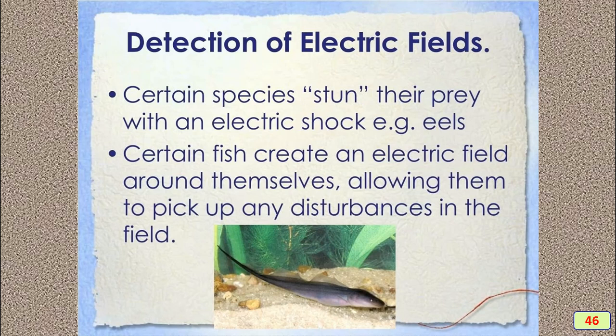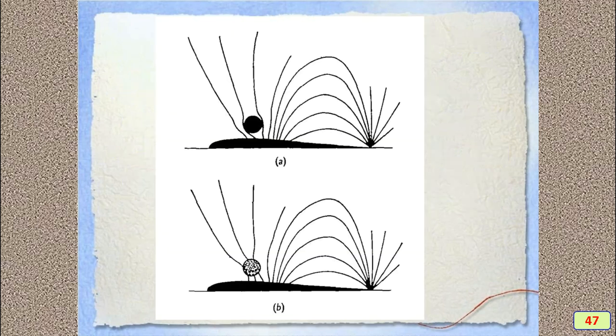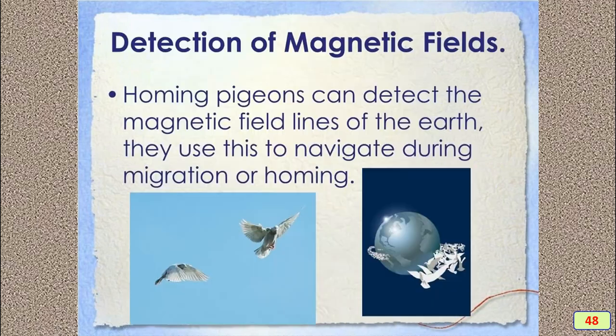So, certain species stun their prey with an electric shock. For example, the eels, moray eels, and certain fish create an electric field around themselves, allowing them to pick up any disturbances in the field. And it is very surprising that they produce the electric current for detection. And this is the way they produce the electric current and get the sense.